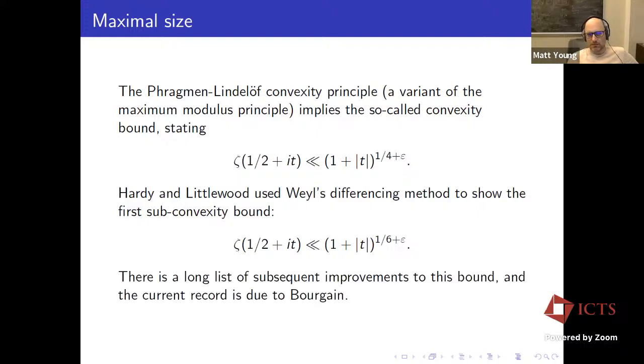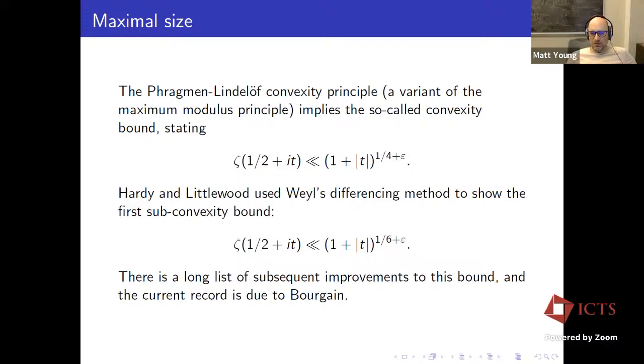There have been a lot of improvements on the bound. The current record is due to Jean Bourgain. There are also a lot of alternative proofs of this Weyl bound, t to the 1/6. I'll mention some of those in some upcoming slides. So this exponent 1/6 reoccurs a lot.